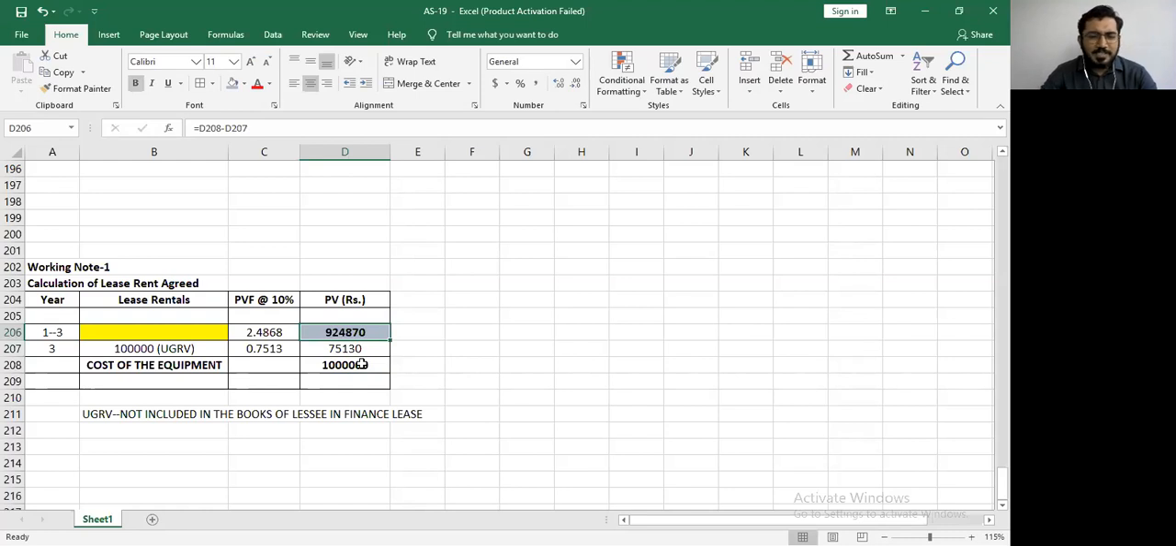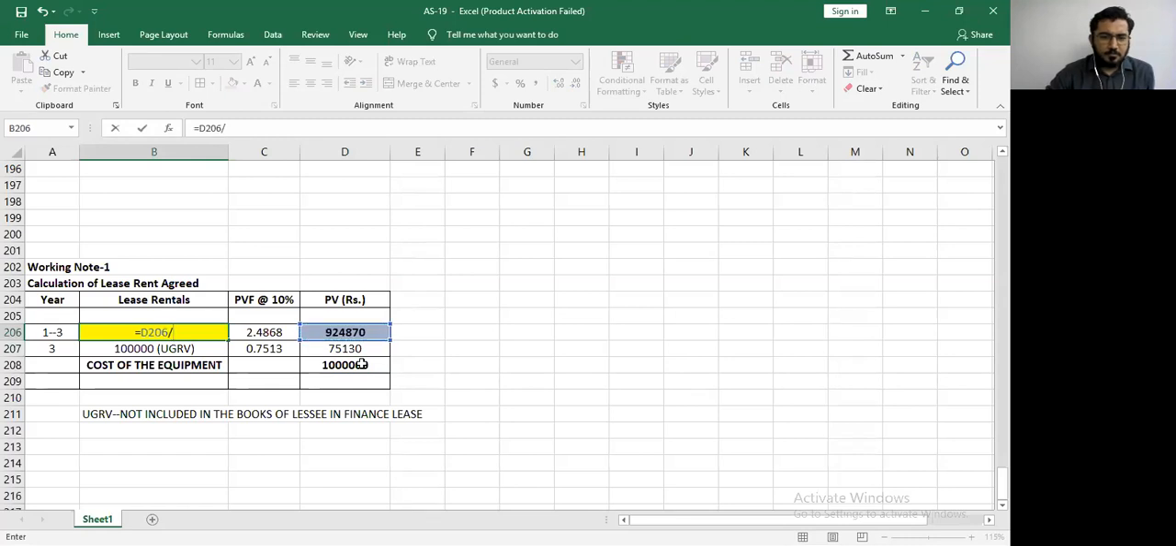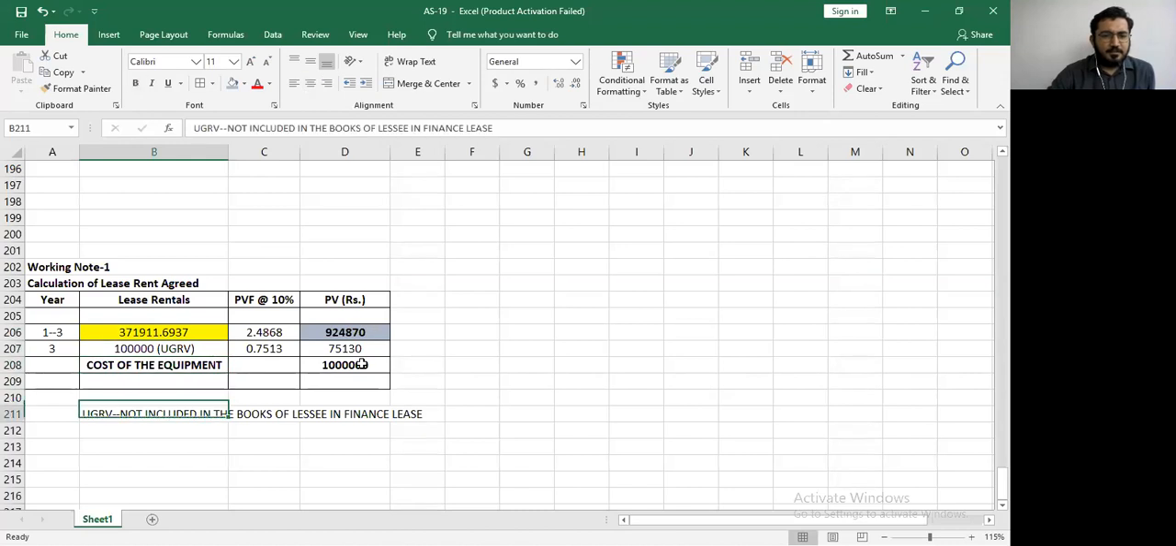Okay, can you tell me the missing value in yellow? What will be the missing value in yellow? Your lease rent per annum will be how much? It is 3,71,911.6937. You get 3,71,911.69. Right? Are you getting this?